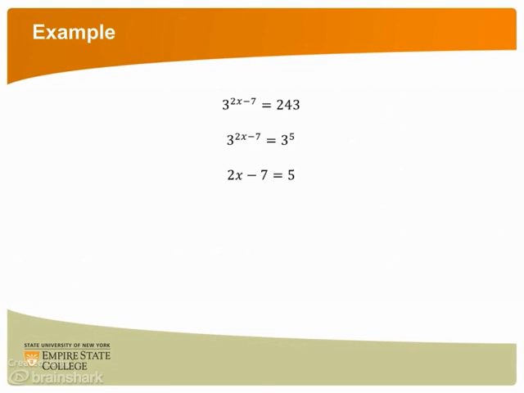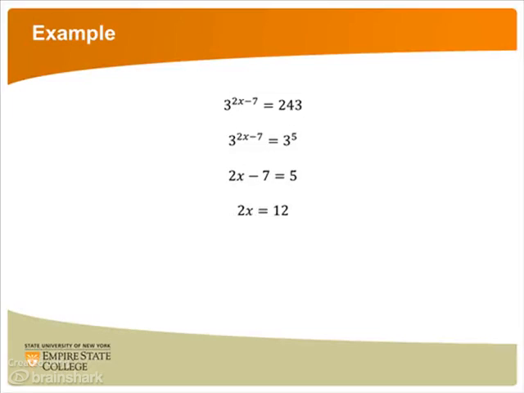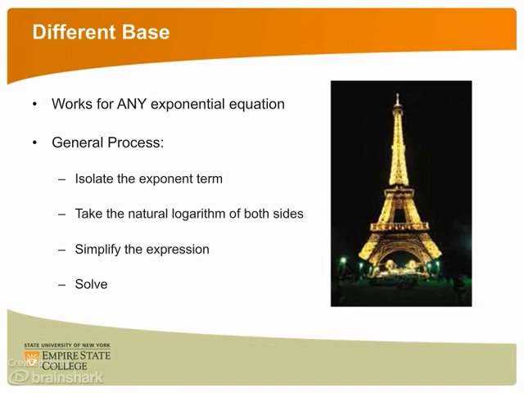By taking the base 3 logarithm of both sides of the equation, we are able to set the two exponents equal to each other. So we have 2x minus 7 equals 5. Adding 7 to both sides, we are left with 2x equals 12. Dividing by 2, we find that x equals 6. The same base method is nice, but it only works for those very special cases.